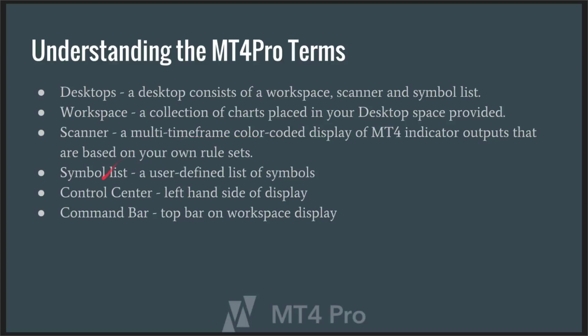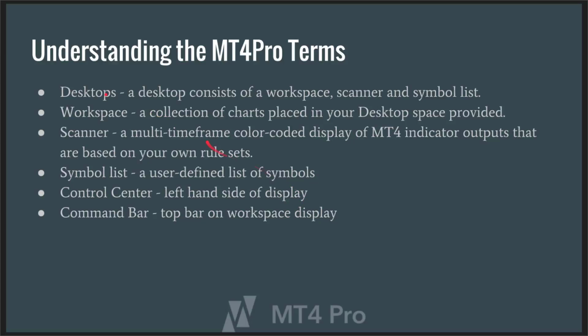And the symbol list is a user-defined list of symbols, the actual symbols that you will be using when you use the platform. The scanner and symbol list work together in that for every symbol that you have listed, the output of the scanner will be displayed for that symbol list. So the scanner will not display any output if you do not have a symbol list defined. So they work together.